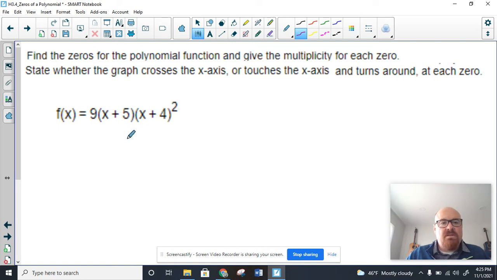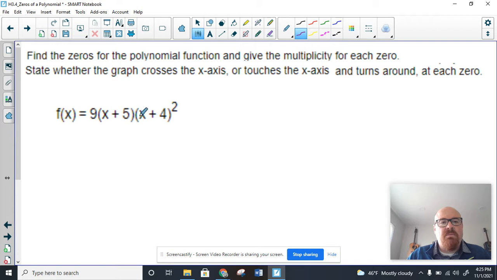Okay. So let's do another example here of finding zeros and identifying their multiplicity. This is an example from MathXL. Find the zeros of the polynomial function and give the multiplicity for each zero. State whether the graph crosses the x-axis or touches the x-axis and turns around at each zero.